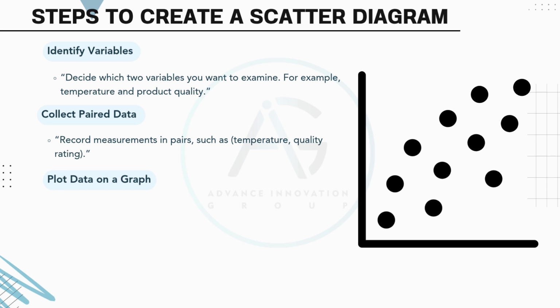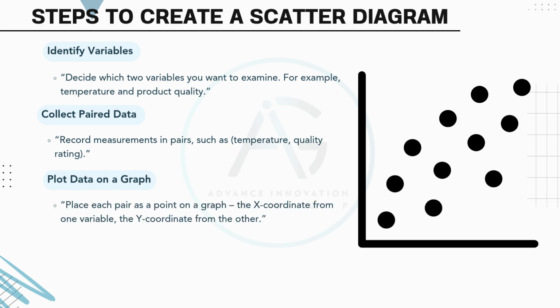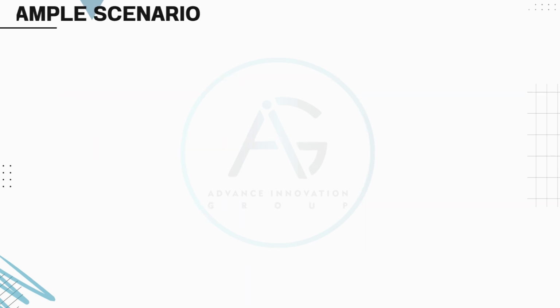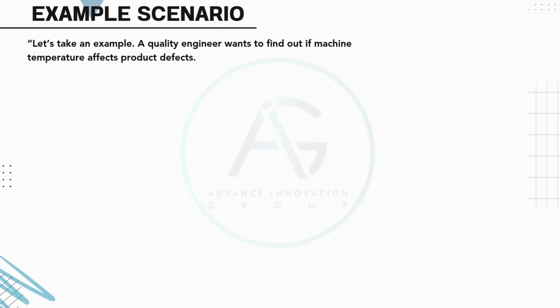Plot data on a graph. Place each pair as a point on a graph, the x-coordinate from one variable, the y-coordinate from the other. Analyze the pattern. Look for trends or patterns to understand the relationship. Example scenario. Let's take an example.